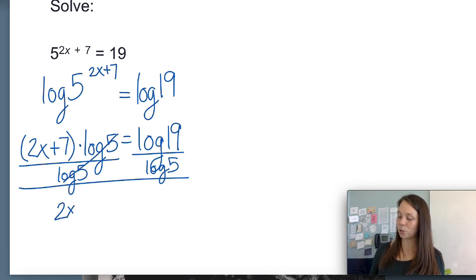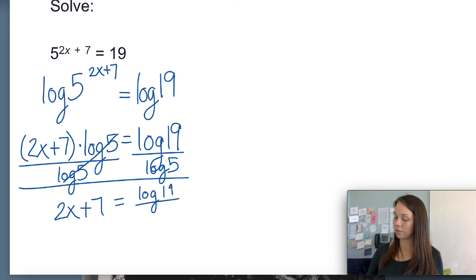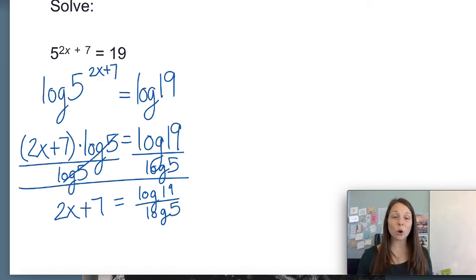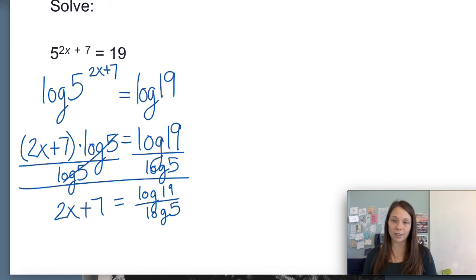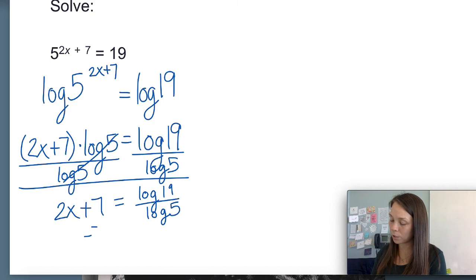And that's going to get me 2x plus 7 equals the log of 19 divided by the log of 5. You could go through and evaluate and figure out what that decimal is, or you can wait and do it at the end. You'll get maybe a slightly different number, but it'll be pretty much the same. What we're going to do from here to solve is subtract 7.